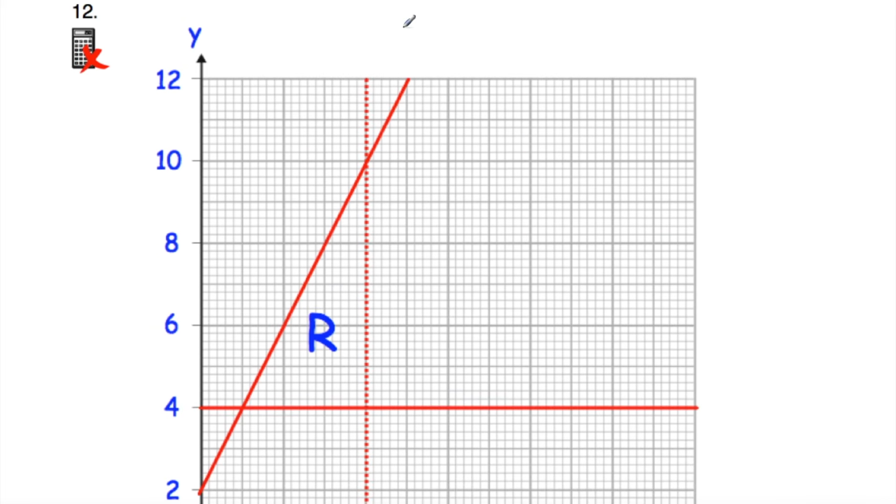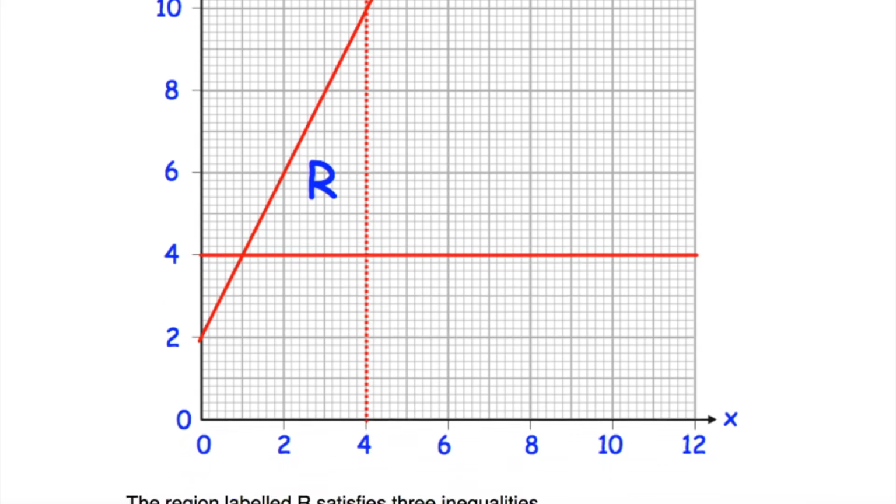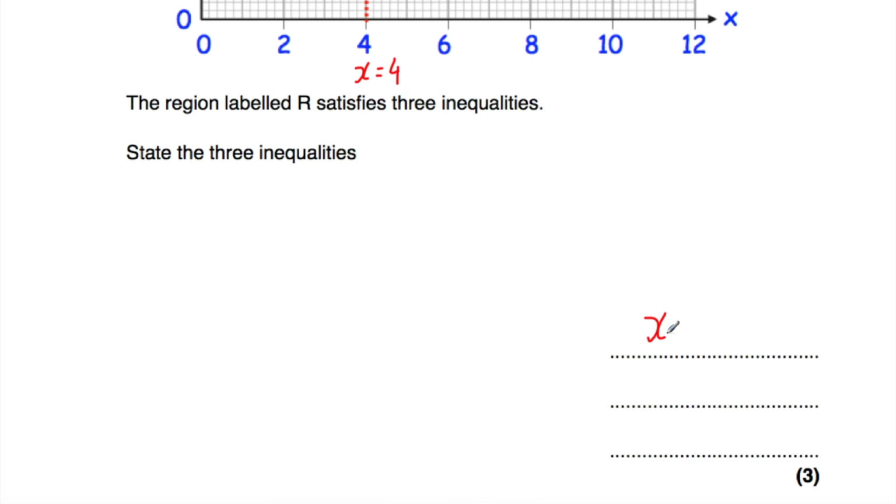Okay, so let's start with that vertical line. That vertical line passes through the x-axis at 4. So the equation of that line would be x equals 4. The region is to the left of that, so every single point in that region would have an x coordinate that is less than 4. So the inequality for this line will be x is less than 4. And it's just less than because it's a dashed line, like so. Okay, so that's that line done.